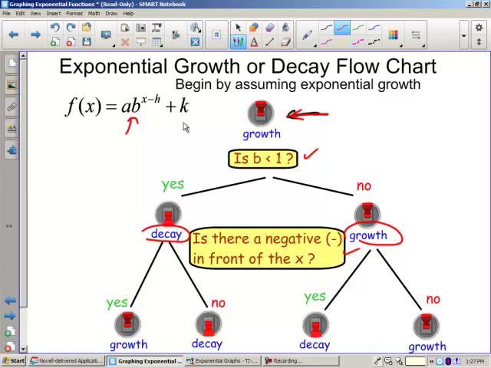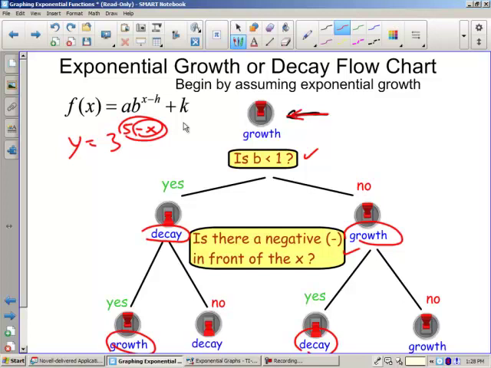Once I've looked at whether b is less than 1, I look to see, is there a negative in front of the x? Well, I don't know if we've seen any yet, but you could possibly have something along the lines of y is equal to 3 to the 5 minus x. Okay, which is the same thing as negative x plus 5. Notice that now there is a negative in front of the x. When you see that negative in front of the x, it's going to toggle you again. So if you're at decay, it would toggle you to growth. If you were at growth, it would toggle you to decay. And if it hasn't changed, your toggle will stay the same.